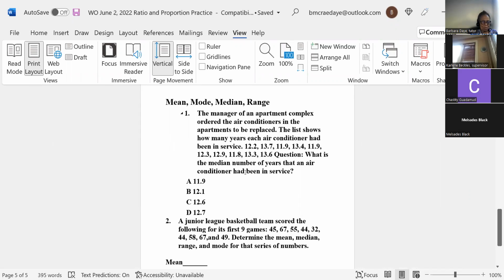And Maureen sent me a question and says, I used a 12.2. I said, yes, they're all decimals, but you add them the same, right? And you got the right answer on this one. What was your answer on this one, Mercedes?